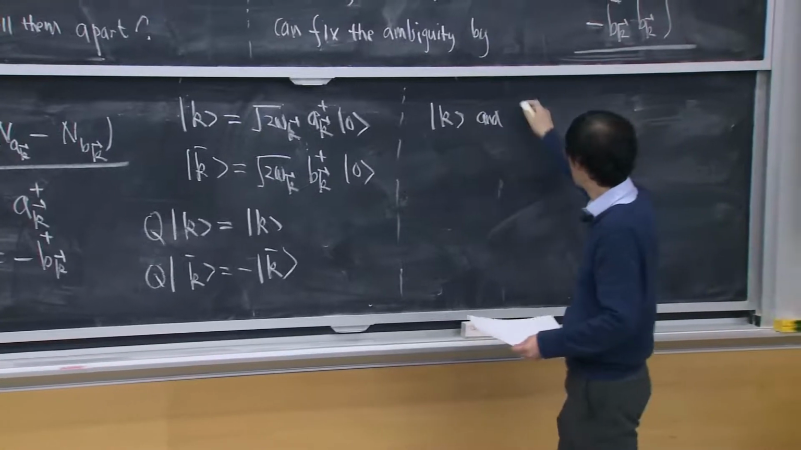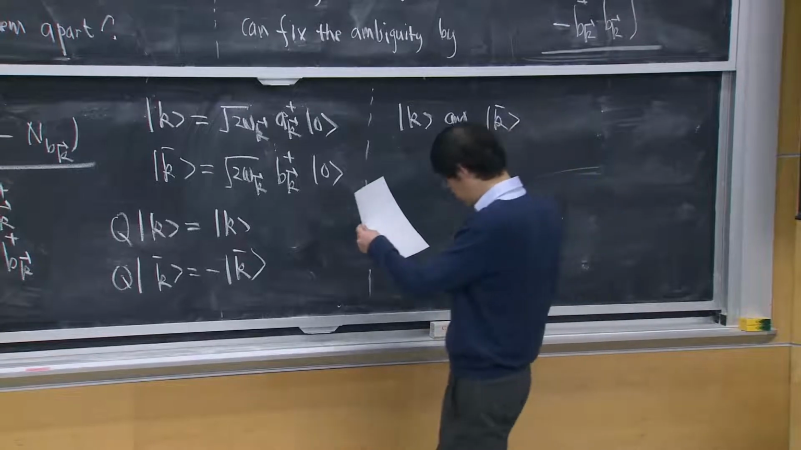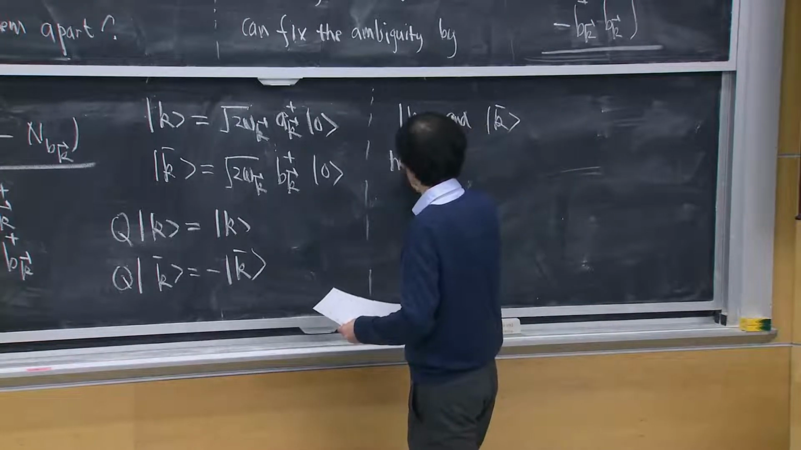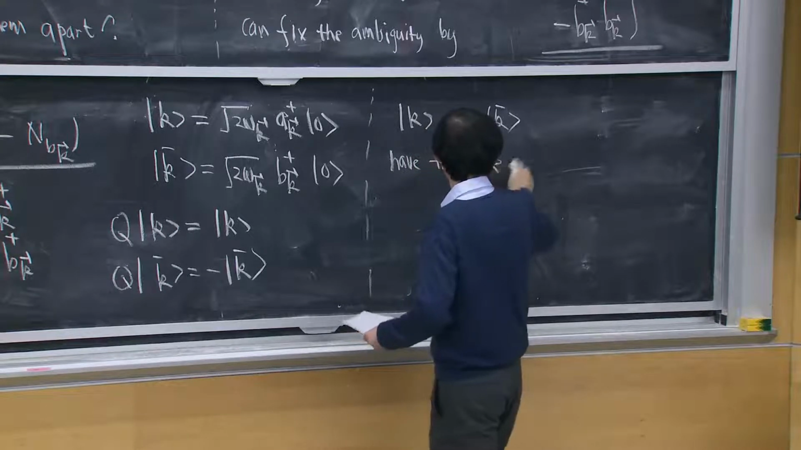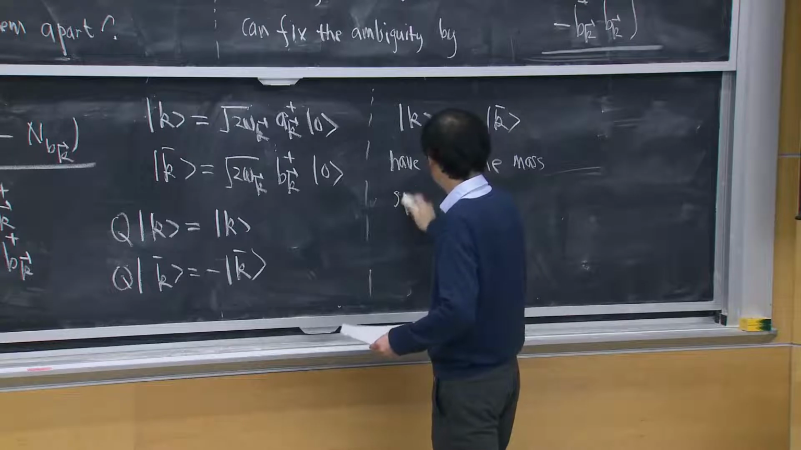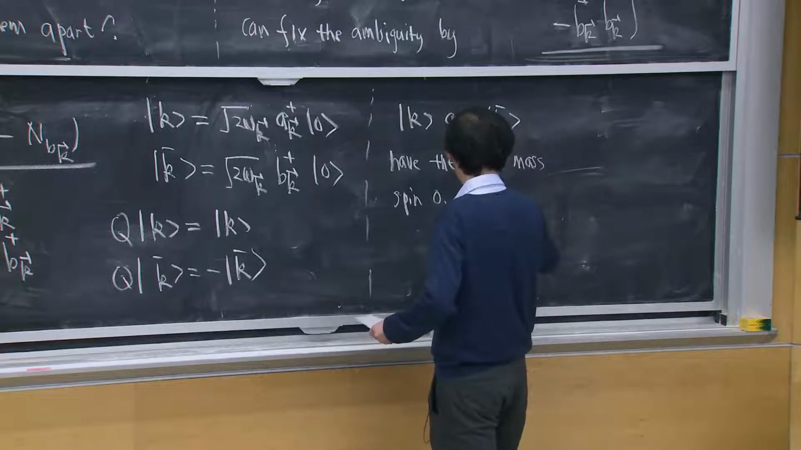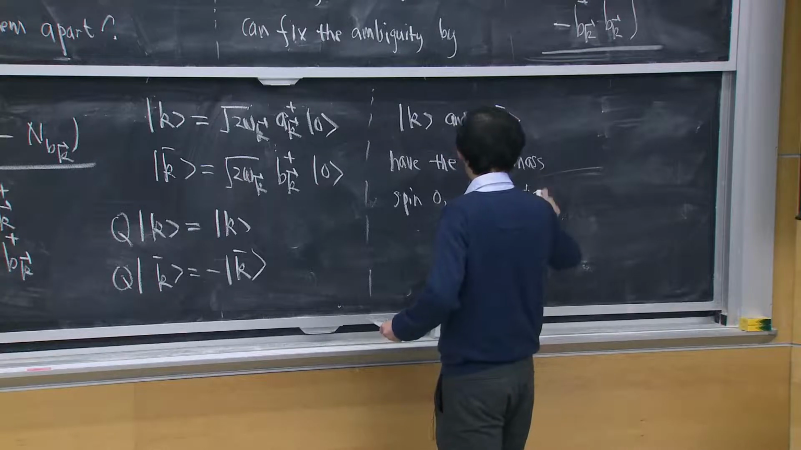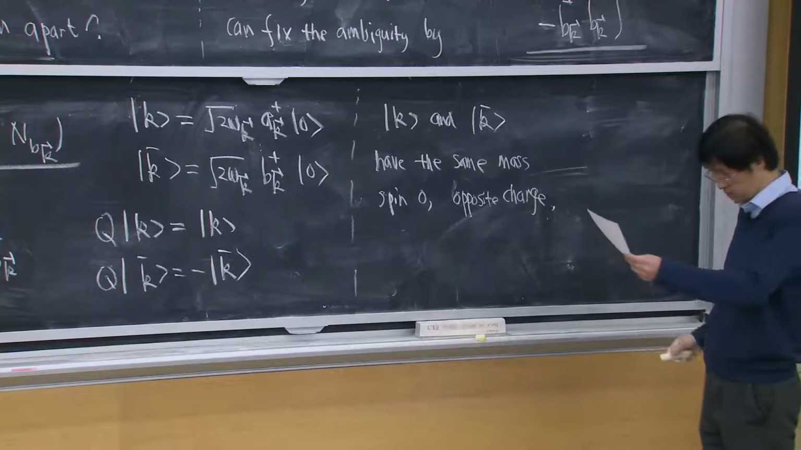So k and k bar, they have opposite charge. They have the same mass, the same spin 0, but opposite charge. So by using this Q, we cannot distinguish these 2 particles.